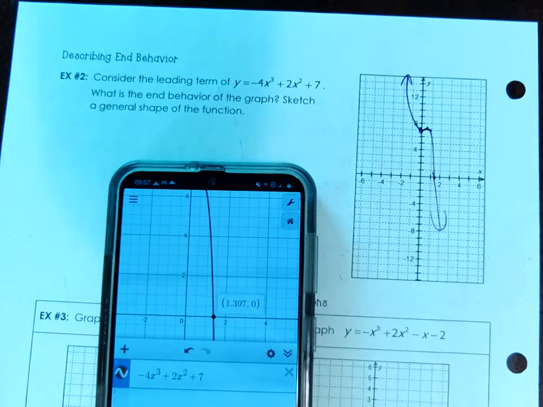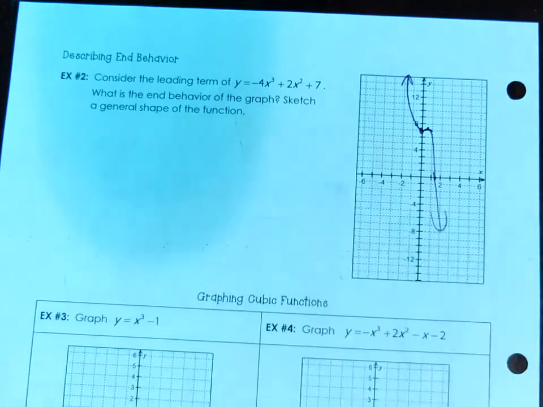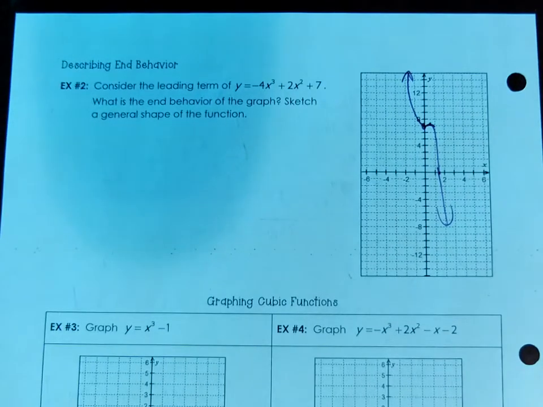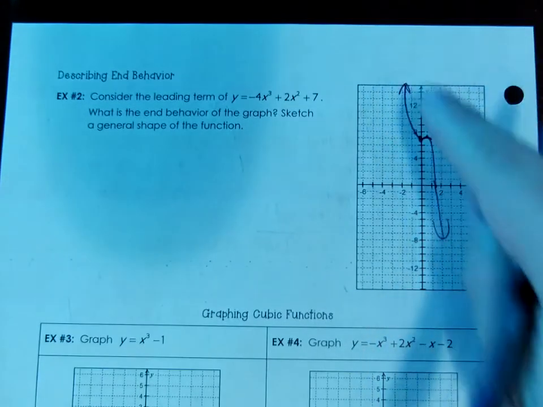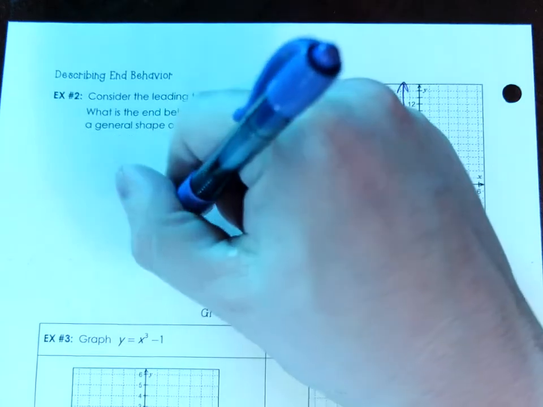Alright, so what is the end behavior of the graph is the question here. That's what I've asked you here. What is the end behavior of this graph? It points up on the left and down on the right. So the end behavior is this.